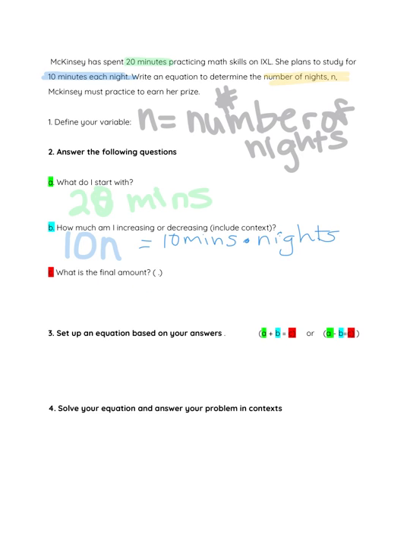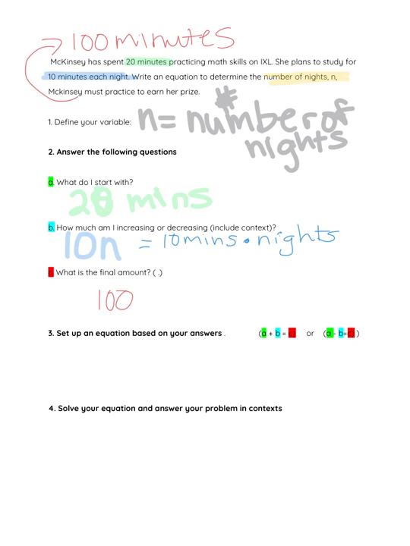All right, last we have C. What is the final amount? What does she have to do in the end? How many minutes does she have to do? Oh, and I forgot to write it in here. She plans to study for 10 minutes each night, and in order to get that prize, she needs to study for 100 minutes. So we know that to get her prize, she needs 100.